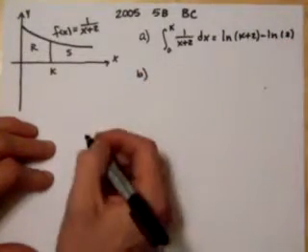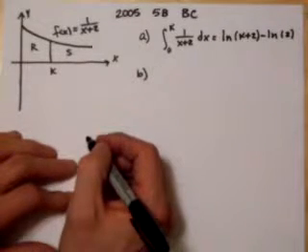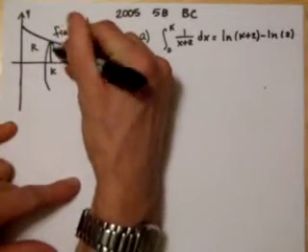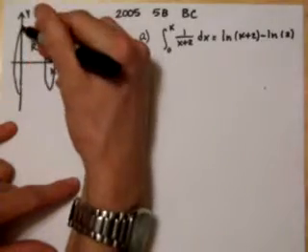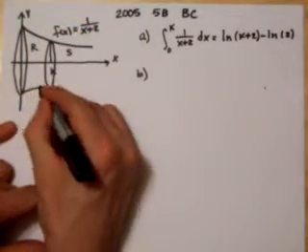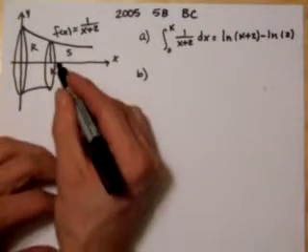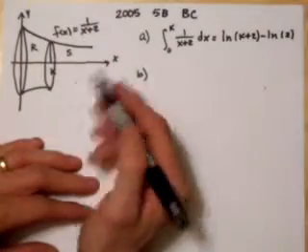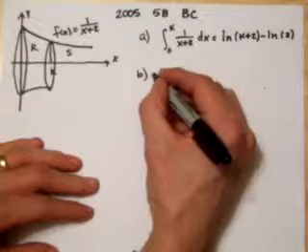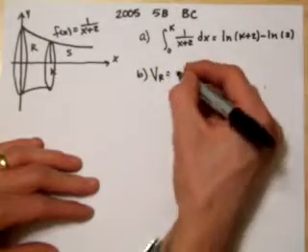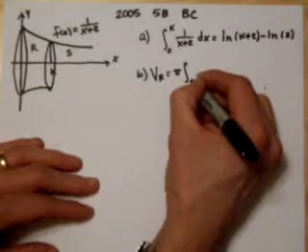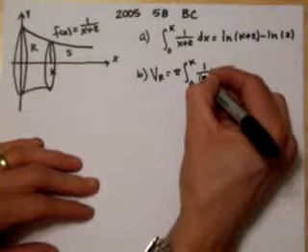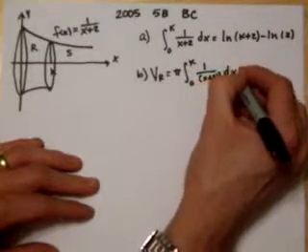For B, they asked you to find the volume of the solid generated when R is revolved around the x-axis. So when R is revolved around the x-axis, you notice that it's disks, and the radius is from 0 to this function 1 over x plus 2. So the volume of R is equal to pi times the integral from 0 to k of the radius squared, so we get 1 over x plus 2 squared dx.